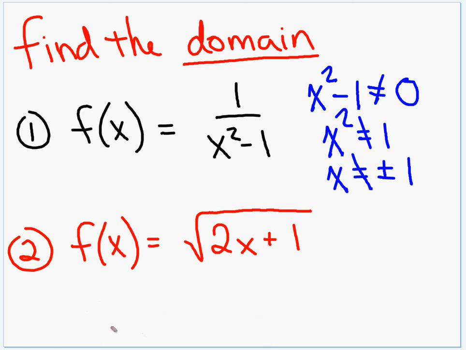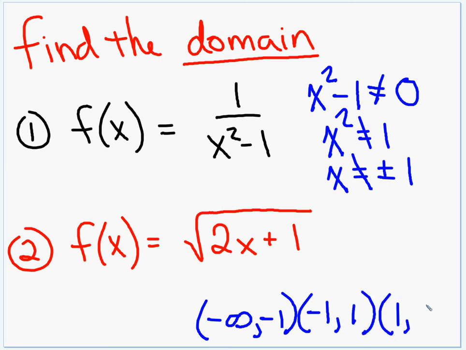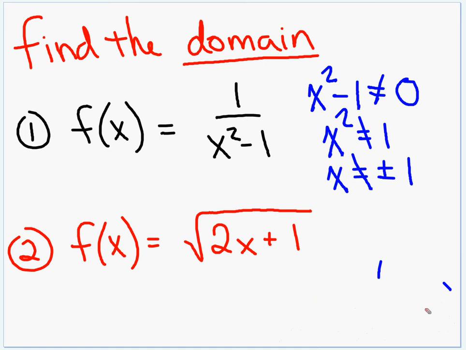Or we could write that as intervals from negative infinity to negative 1, and then negative 1 to 1, and 1 to infinity. And notice I use parentheses there because the parenthesis means we would not include the 1, and parenthesis here we would not include the negative 1. Those are the numbers not in our domain.